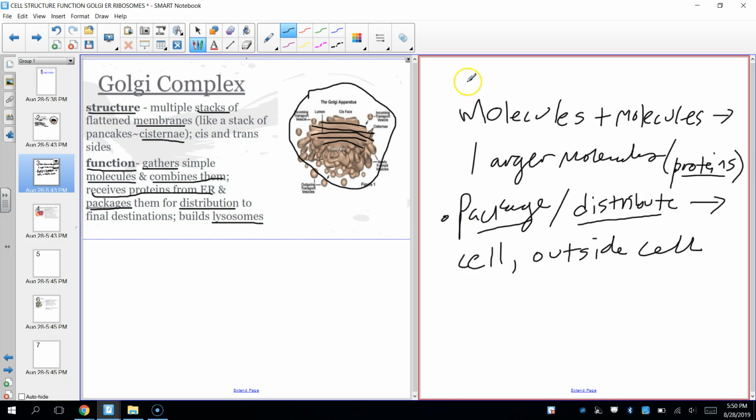Another key thing that it does is it makes lysosomes. We're going to learn about them later, but they are full of enzymes, and they go around and gather molecules and digest them and break them down. So they're like little mini stomachs. Okay, so that's the Golgi complex. That's the structure. Just think of flat pancakes.